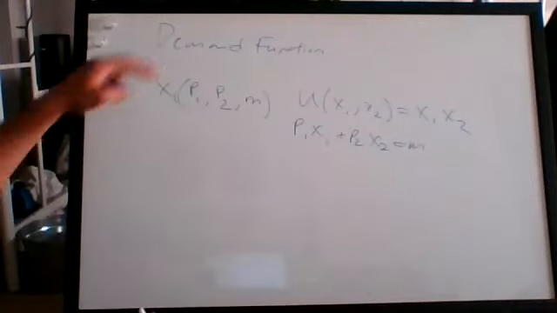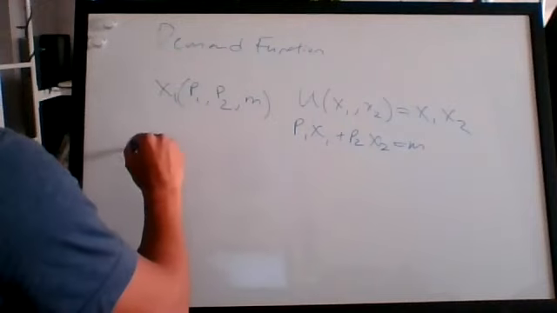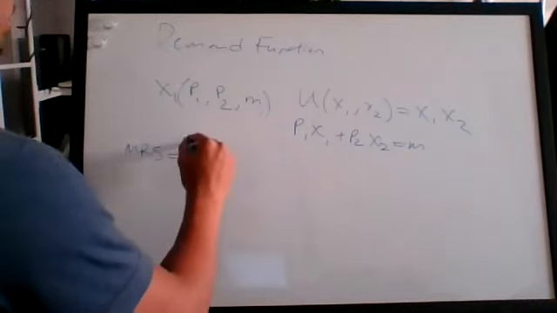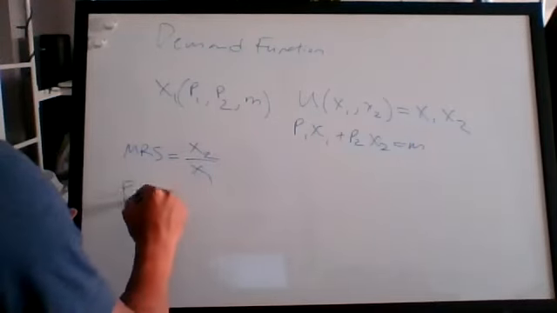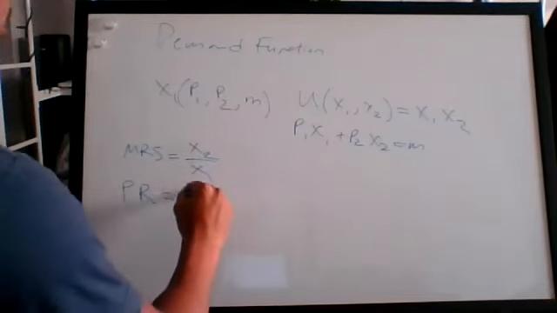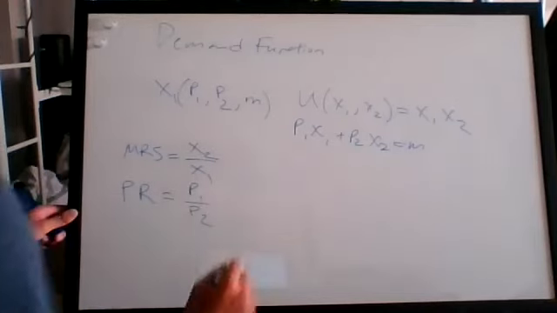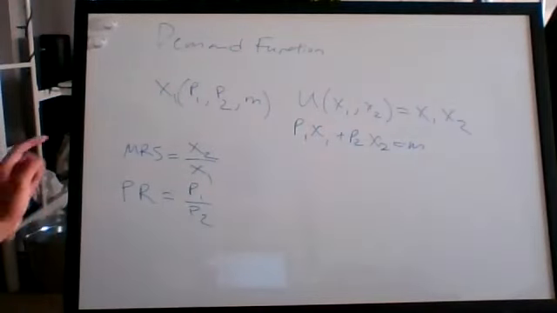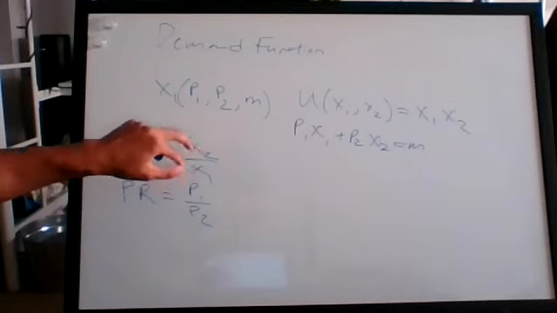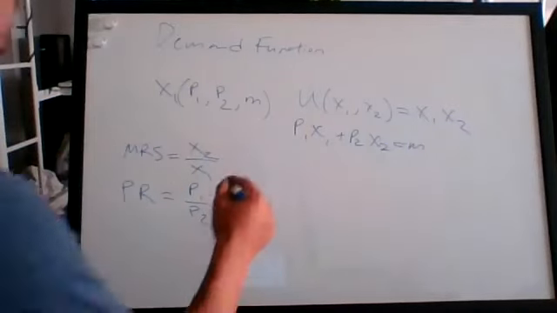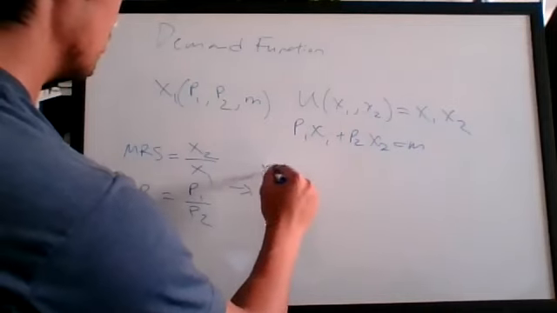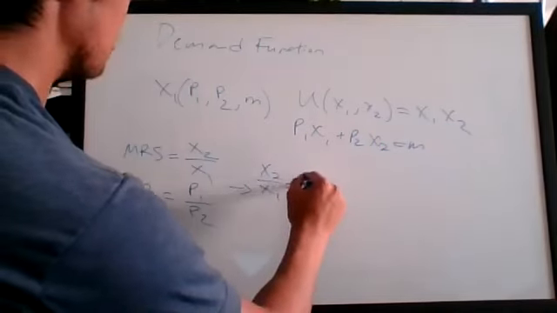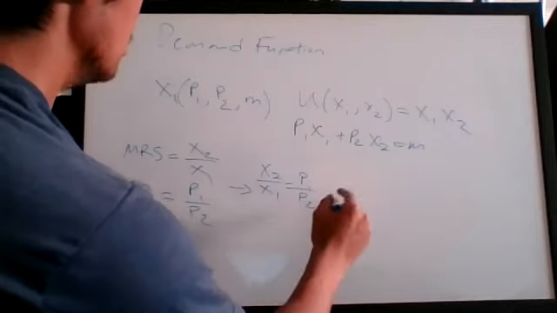The way that you find your demand function is, first off, you find your MRS. In this case, that's x2 over x1. You find your price ratio, which in this case is p1 over p2, and you set those equal to each other, given that we have DMRS, which we do with Cobb-Douglas. So you set these two equal to each other. x2 over x1 is equal to p1 over p2.